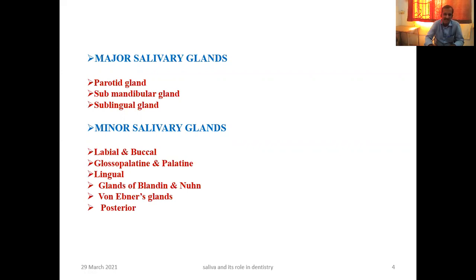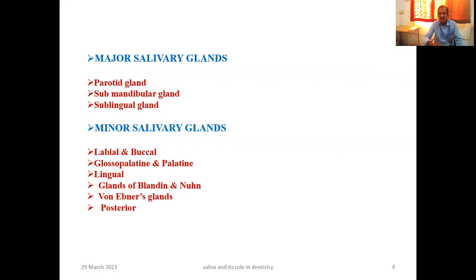The major salivary glands, that is your parotid, your submandibular and sublingual. These three are called the major salivary glands. There are many minor salivary glands: the labial and the buccal, glossopalatine and palatine, lingual salivary glands, and the posterior salivary glands. So this is how the salivary glands are classified.